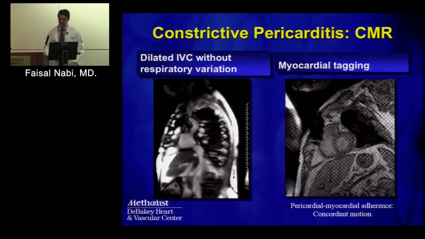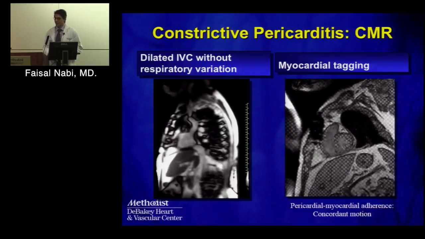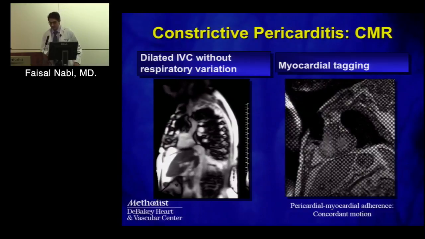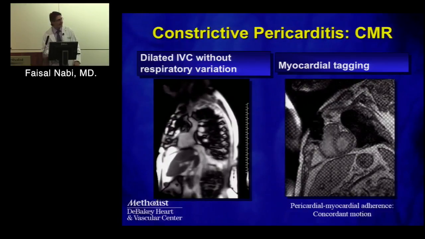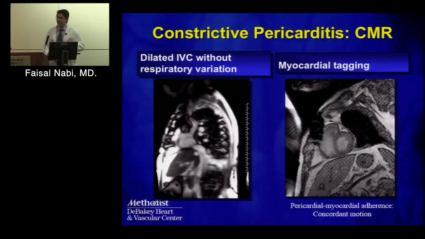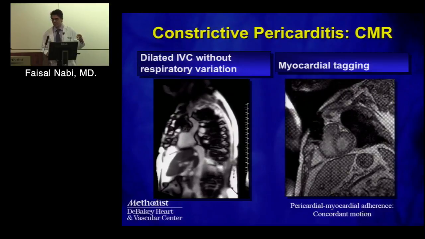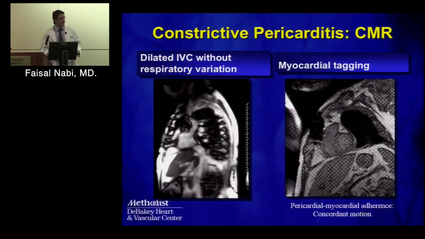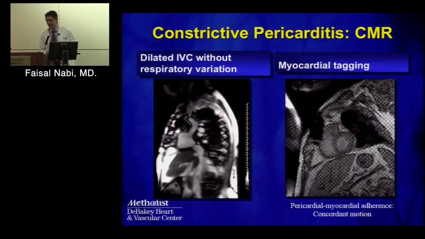And then, of course, with CMR, we can do other things. You can look for a dilated IVC that doesn't vary too much with respiration. We can also create what are called tag lines in the myocardium. Think of this similar to echo with strain imaging. The idea is that you can actually watch the deforming of these tag lines both in systole and diastole.